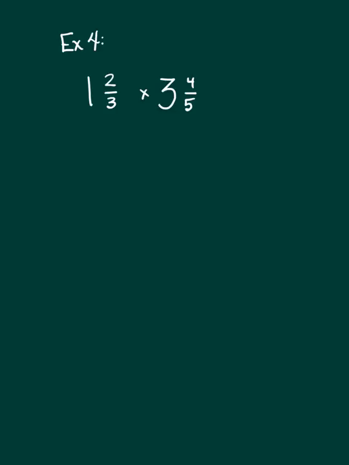Okay, here we have 1 2/3 times 3 4/5. So what we need to do is we need to convert each of these to an improper fraction. So in order to do that, we multiply 1 times 3, and then we add 2. So 1 times 3 plus 2, and remember this is all over 3, we get 5/3. So this becomes 5/3.